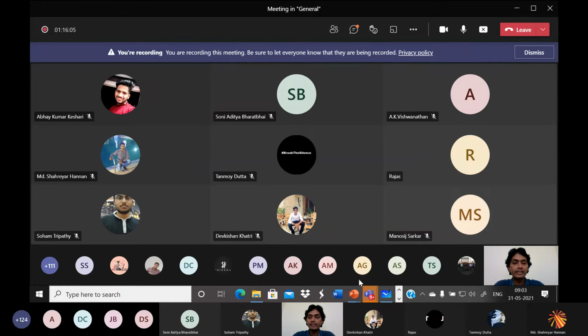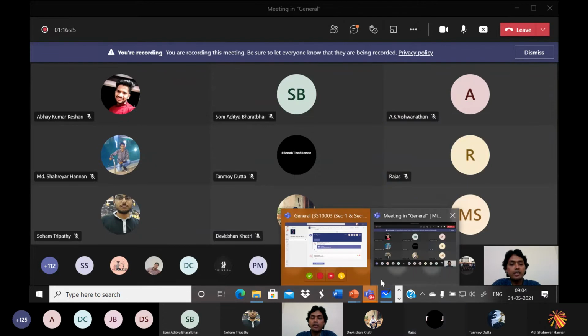Excuse me, sir. Yes, Rajas. Sir, in the alpha helix, it's not proper arcs. No, it's because the bonds are straight, so it's not proper arcs. Proper arcs of a circle means a proper helix.